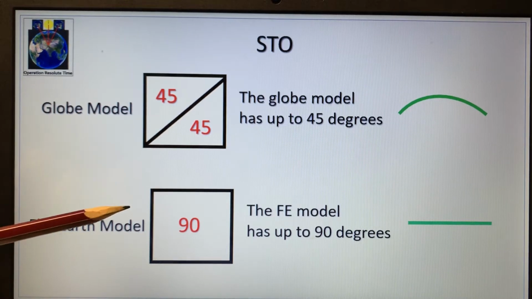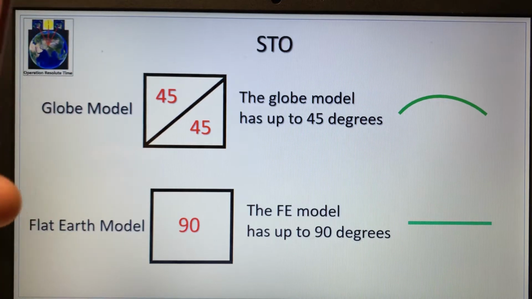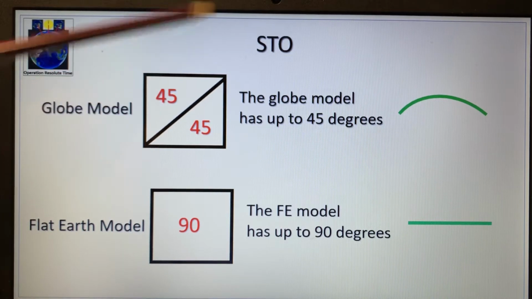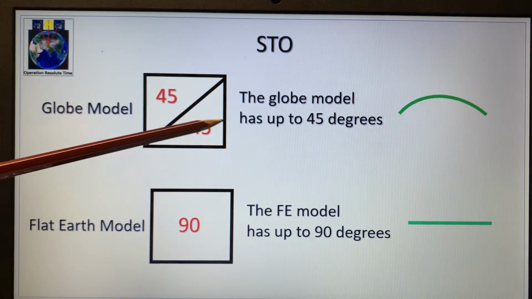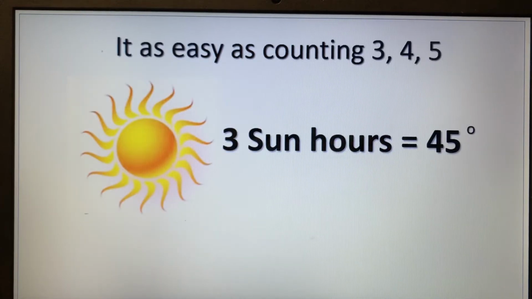What I want you to remember is that the flat Earth model has a full 90 degrees to work with when we're measuring up to the sun, or the sun is 90 degrees to us. The globe model has a slight disadvantage. They only have 45 degrees to work with, to measure with. Why? Because they lose 45 degrees in the curve. So that's a slight disadvantage to the globe. Just keep that in mind.